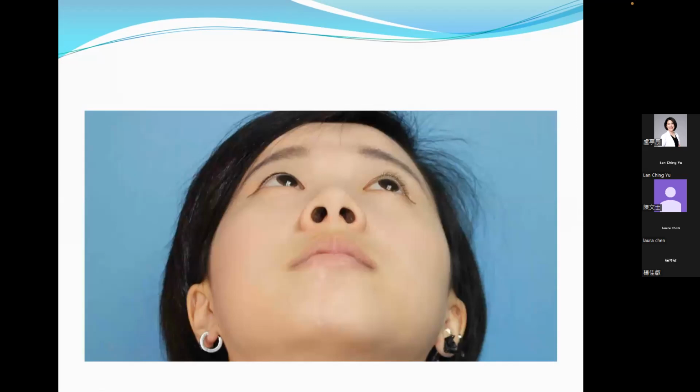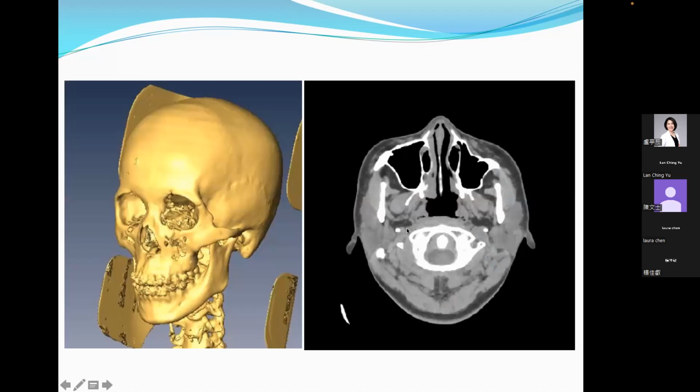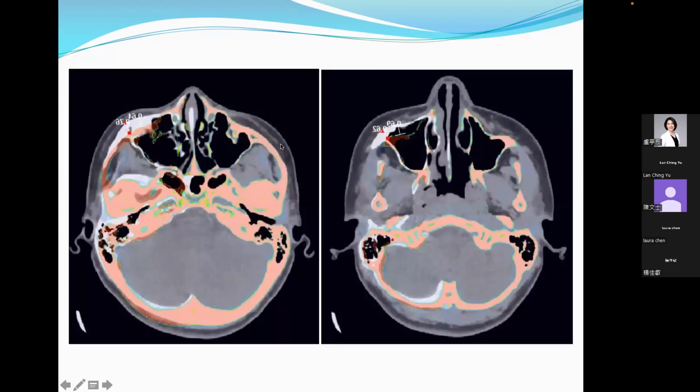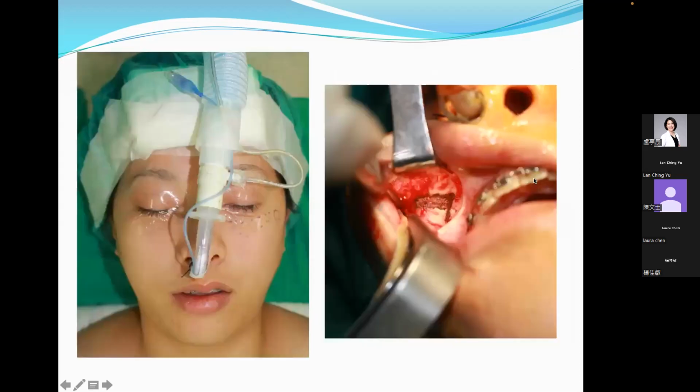You can see here is the impacted left side depression, but she likes this face. So I did the CT image and the mirroring. The difference is almost 7 millimeter, 0.7 centimeter. The safe reduction is 6 millimeter. So I told her that I will do 5 to 6 millimeter reduction on the normal side and do fat injection on the contralateral side.